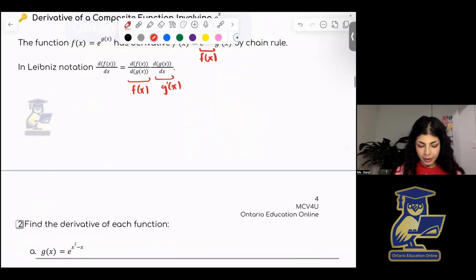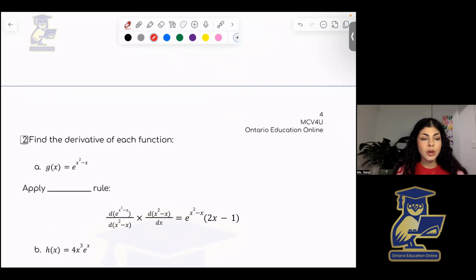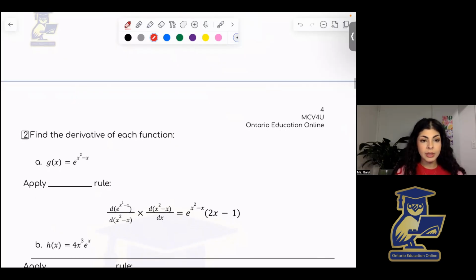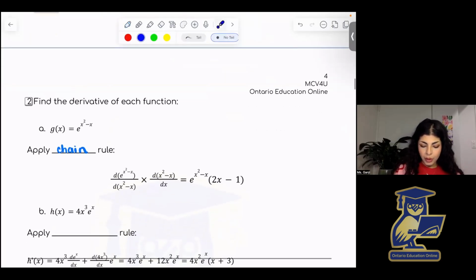Okay, now let's try some examples here. So given g of x is equal to e to the power of x squared minus x, we apply the chain rule. And so we first find the derivative of the main function with respect to the exponent, so x squared minus x, and then the derivative of the exponent with respect to x. So the first part, we just have the function itself, and then the derivative of the exponent will be 2x minus 1, which is what we see here.